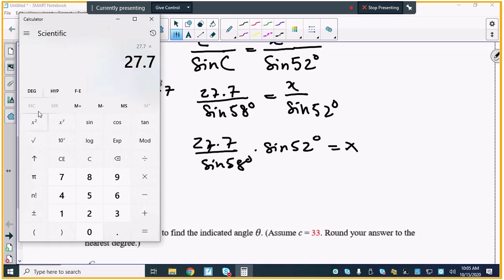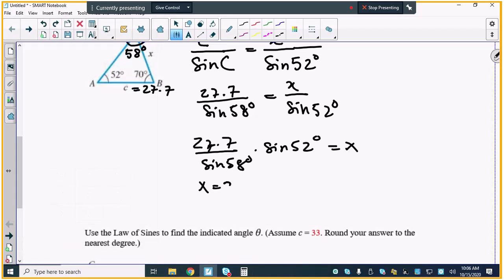I should be in degree mode, and then I'm going to do 52 and take the sine value of that. So these two things are on the top, multiplied and divided by the sine of 58. So then I say that the value rounded to 1 decimal place is 25.7 units, and that is the answer to my first question. So it is pretty simple.